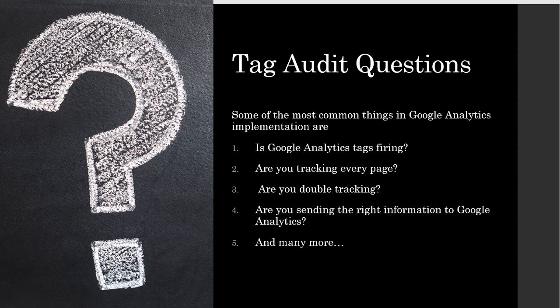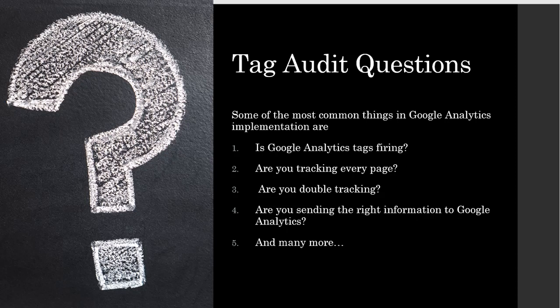Also, are you double tracking? If you are double tracking, this will lead to an inflated count of page views, and you'll get an abnormally lower bounce rate. Are you sending the right information? For example, are events sending the right information to Google Analytics? Are you passing the right values in e-commerce so you're getting an accurate count of orders and revenue?